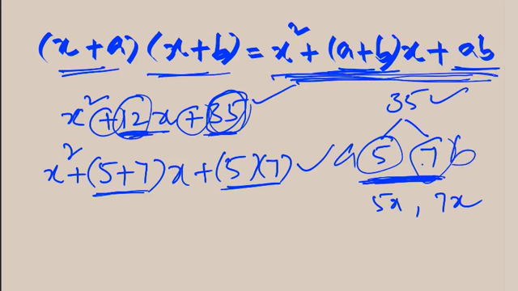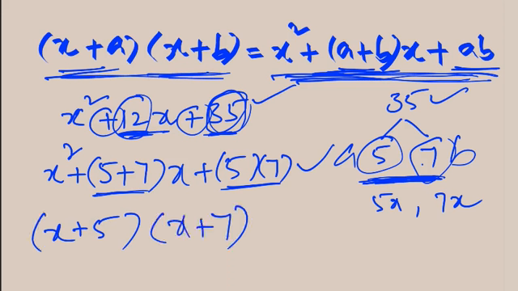Now this is equal to this one, the RHS. That means we can write the same thing as x plus 5 into x plus 7. So x plus a, x plus b. So these are the factors of the given expression.